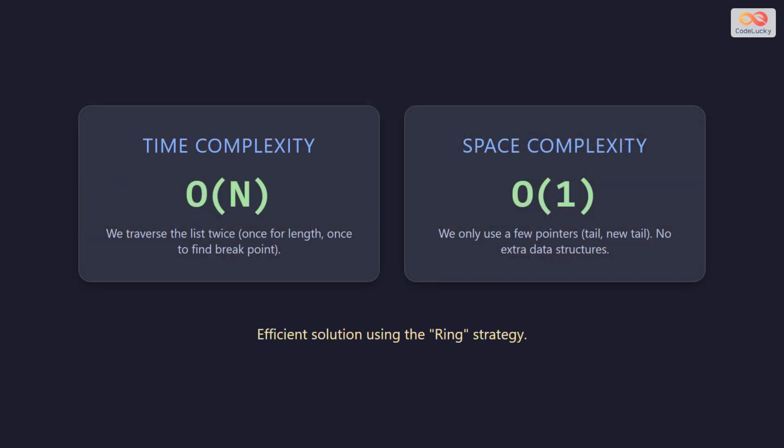This solution is very efficient. We traverse the list essentially twice, giving us a time complexity of O(n). Since we are only using a few pointers for the head and tail, the space complexity is O(1).